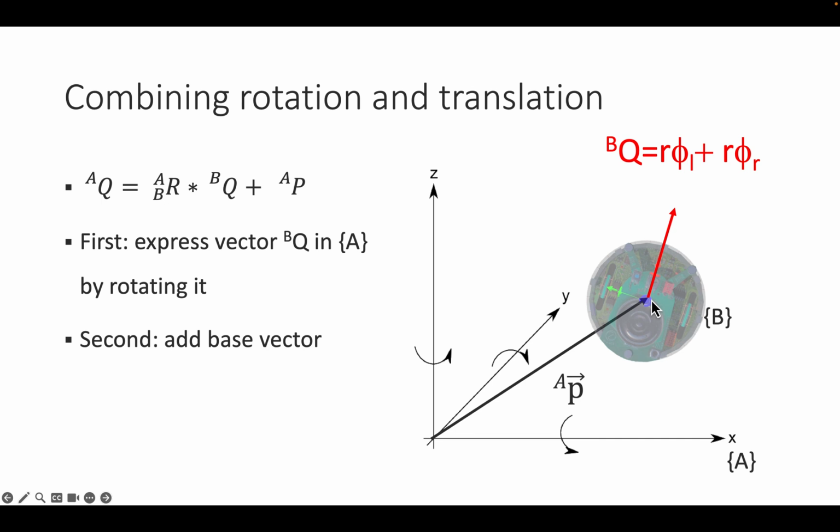Now we do this coordinate transformation using the rotation matrix, but then we still have to add the vector that goes from the center of one coordinate system to the center of the other. So the complete expression is I first rotate the vector that is expressed in the coordinate system B into the coordinate system A using a rotation matrix, and then I add a vector in the coordinate system A.